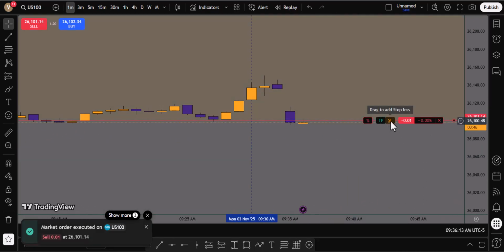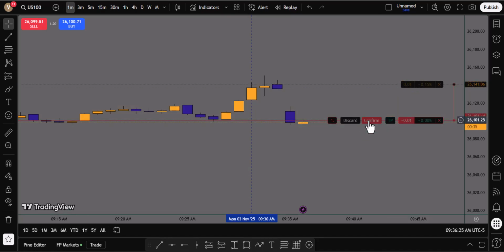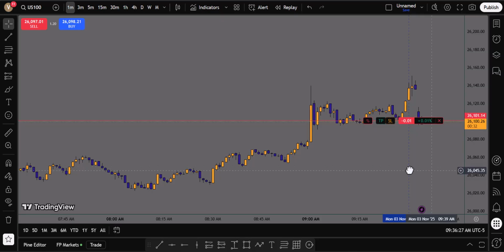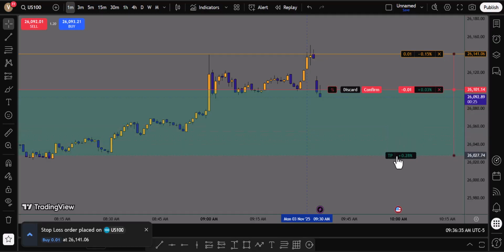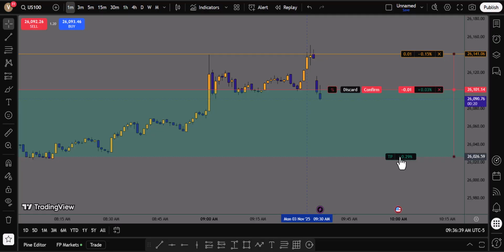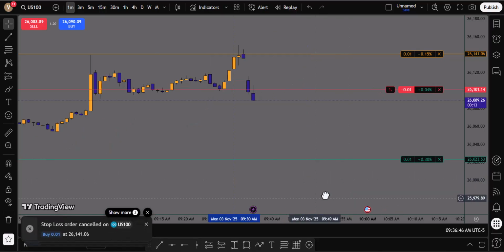So risking 10%, right? Oh, I think I just need to be above this gap. Okay, confirm. I like to target just 20%. But let's see how it goes. Okay. So let's see. Exactly 30% so that I can have a 1:2 kind of situation.